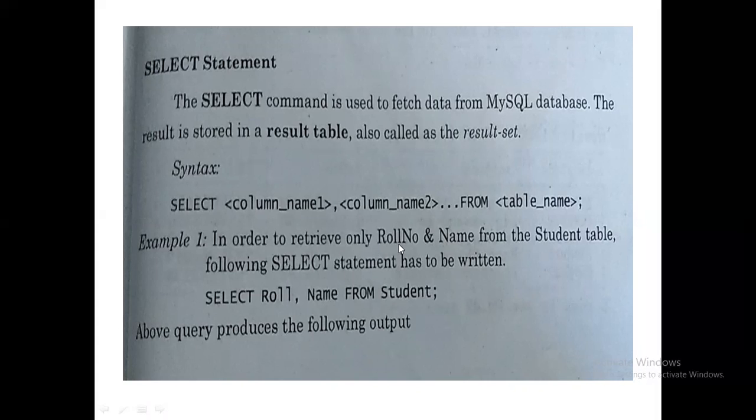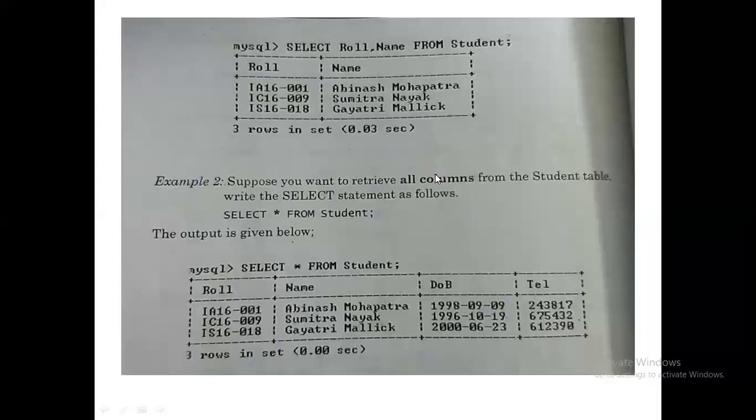So in order to retrieve, suppose, roll number and name from the student table, the following select statement has been written. If I want to see only the name and roll number of the students from the student table, then I have to write select roll number comma name from student. The above query produces the following output. So select roll number comma name from student. This will be the output. Three rows I inserted. The three rows are showing roll number and name.